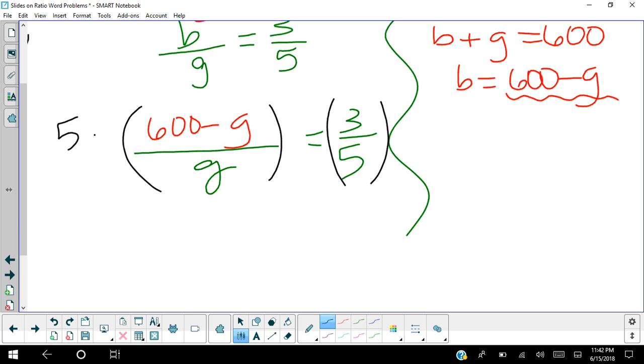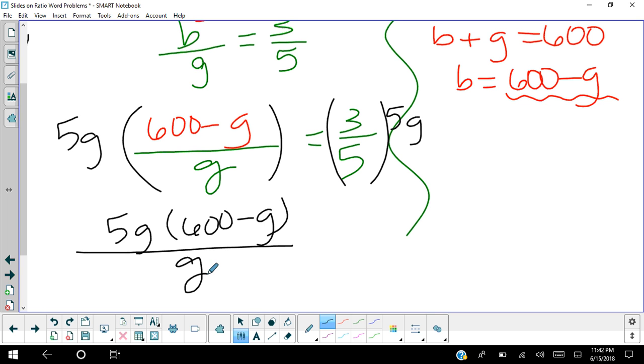The least common denominator here would be 5g. As long as I multiply by the same thing on both sides, I've kept it balanced, so that is okay. I'm going to use parentheses here: 5g times (600 − g) all over g. These g's that were multiplied and divided in front, not added and subtracted, get to cancel. Then I'm not going to multiply the 3 and the 5 to get 15. I'm going to leave it as 3 times 5 times g over 5, because those 5's cancel.